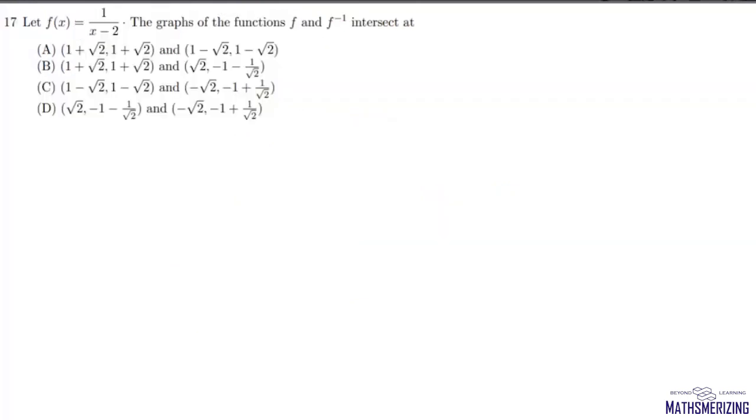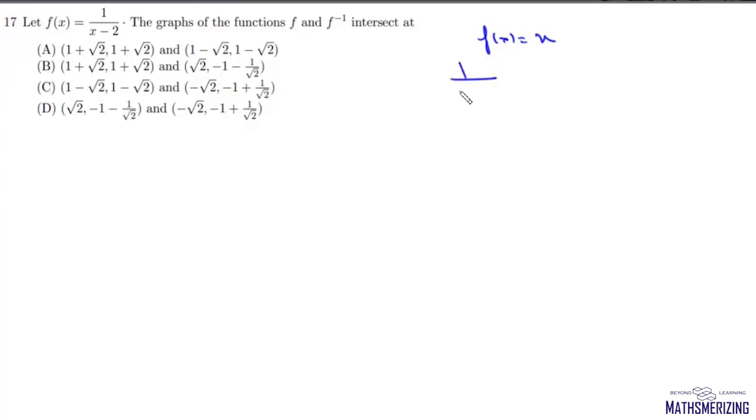Now question number 17 is, let f(x) equals 1 upon x minus 2, then graph of functions f and f inverse intersect. Now we know that graph of f and f inverse, they are mirror image of each other about y equals x line. So points of intersection of f and f inverse lie on y equals x line. There are some exceptions also, but this case it is a fairly simple problem. So here, if we have to find point of intersection of f and f inverse, we can simply find point of intersection of f(x) equals x.